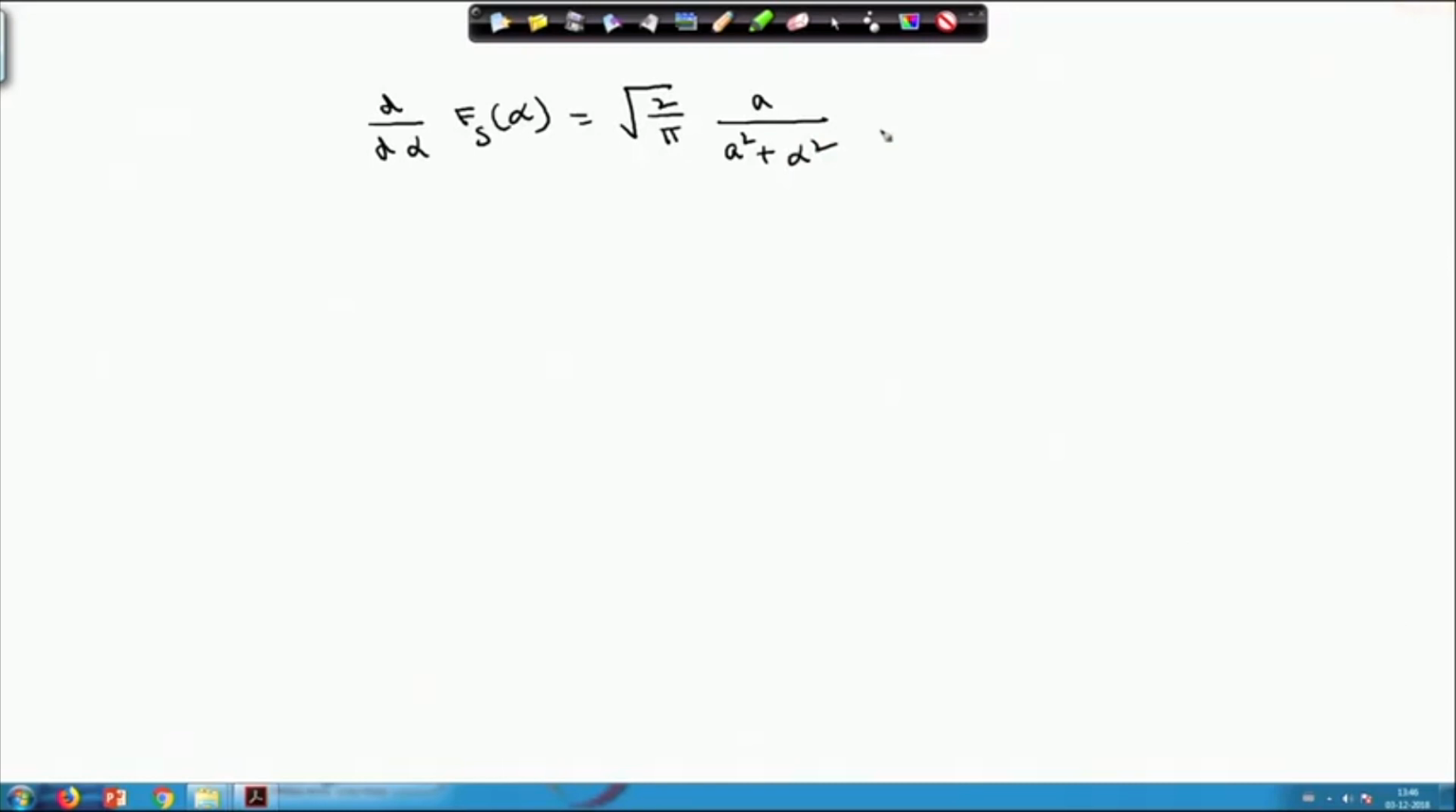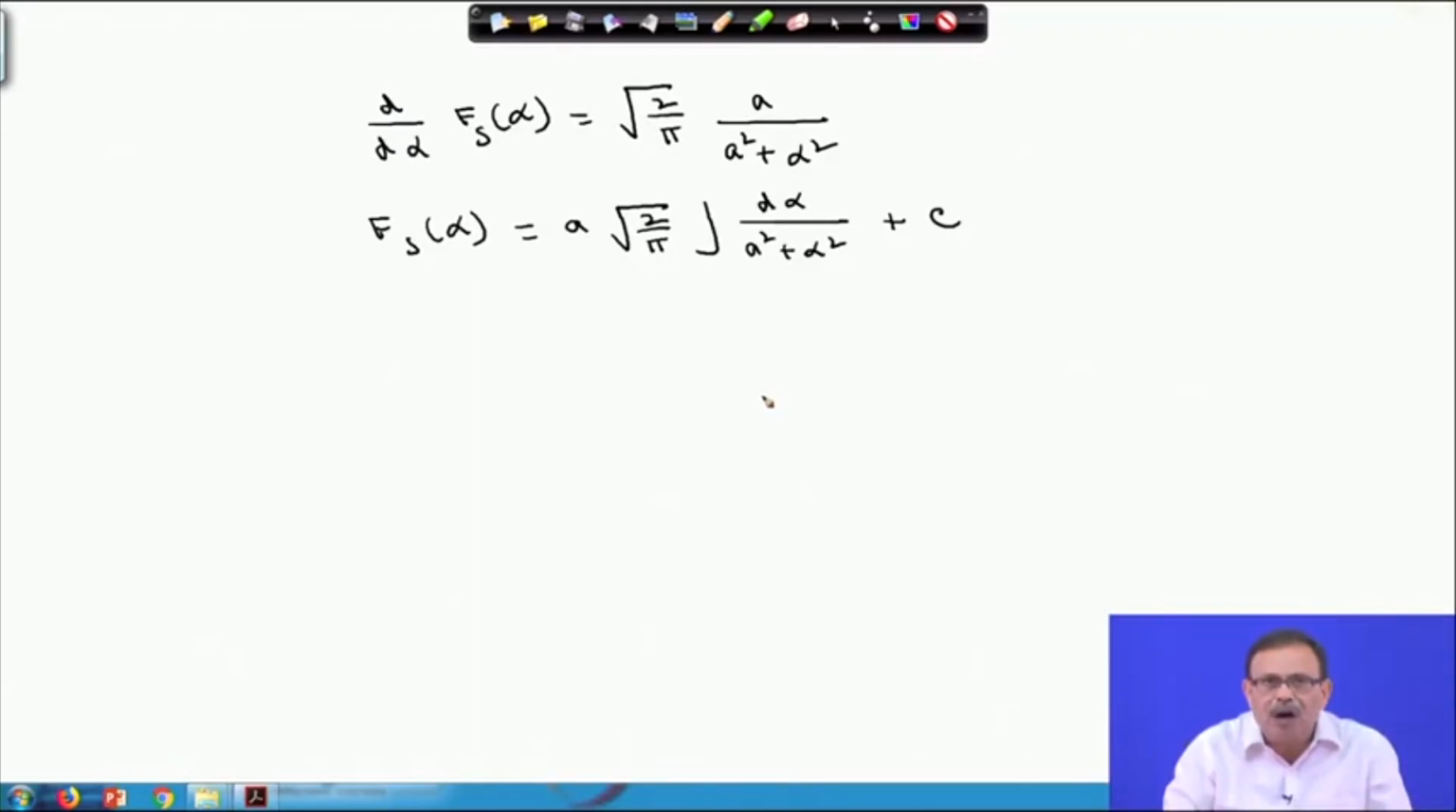Once I obtain this, from here again f_s(alpha) I can tell, that is f_s(alpha) will be, a is constant, root over 2 by pi, simply it is d alpha by a square plus alpha square, plus some constant of integration will come. So, here you see, once I am differentiating with respect to alpha, I am getting this function: d/d alpha of f_s is a common function of a by a square plus alpha square.